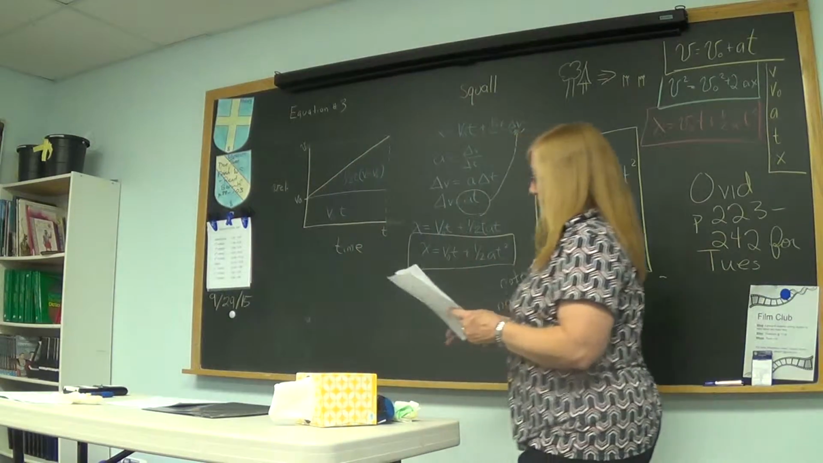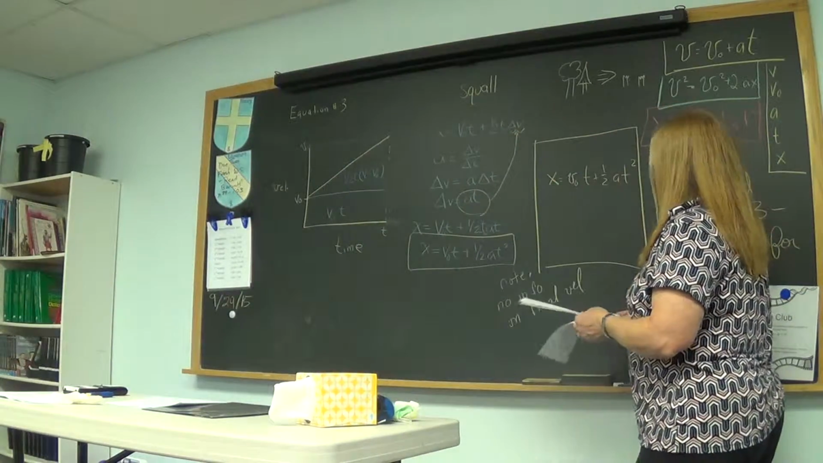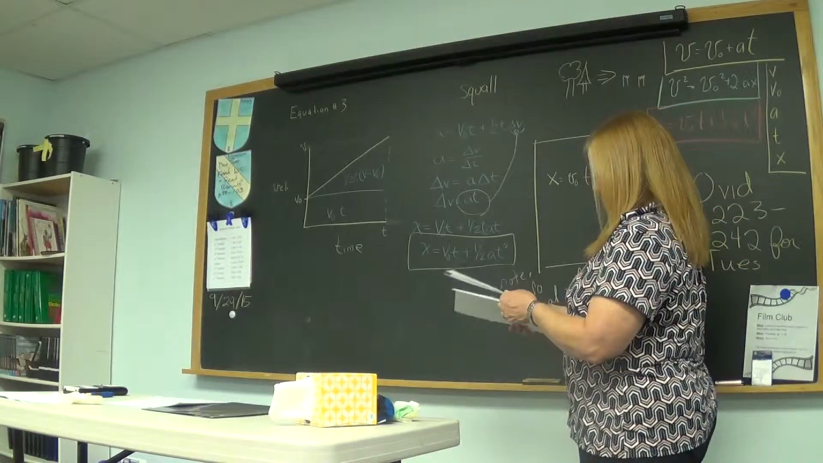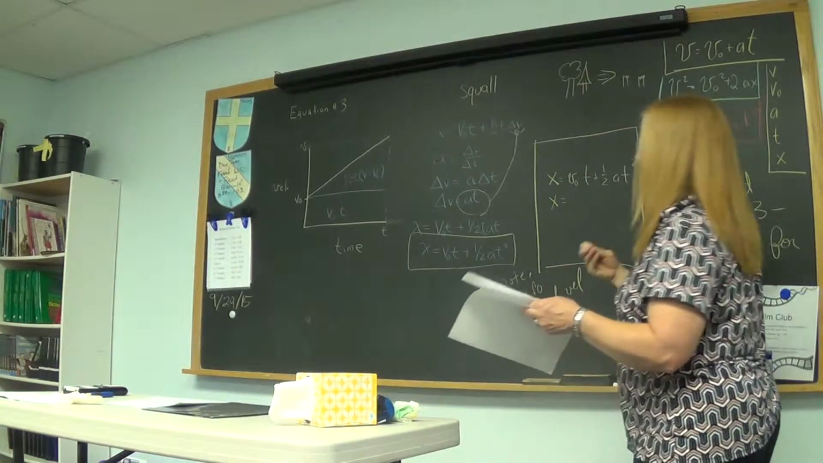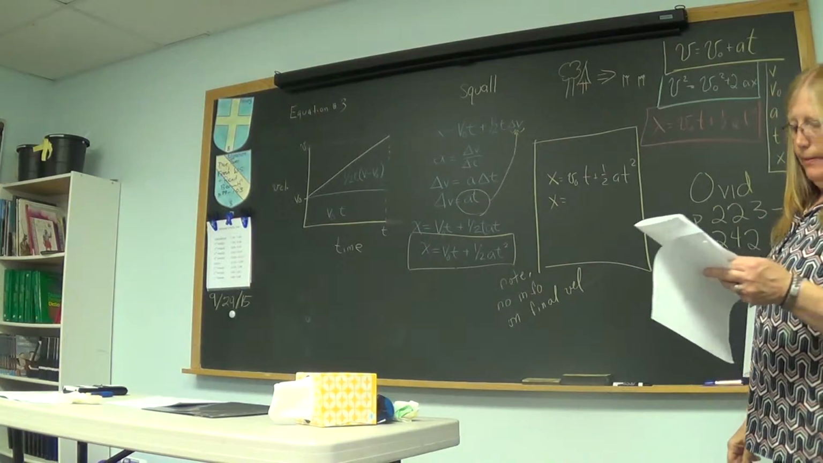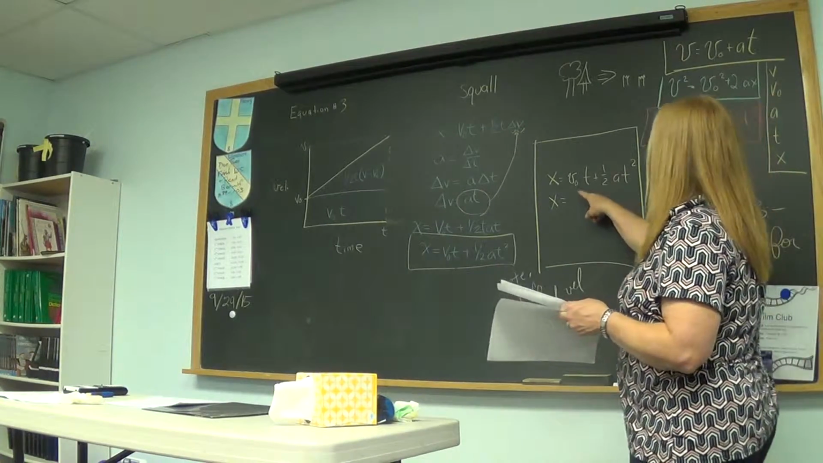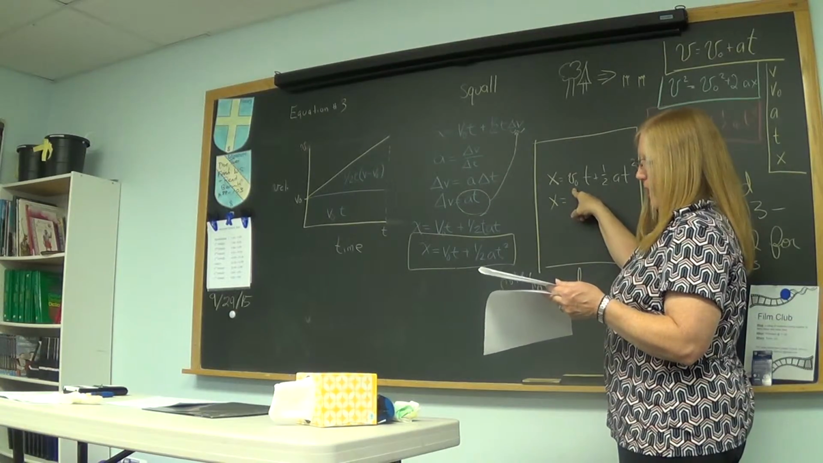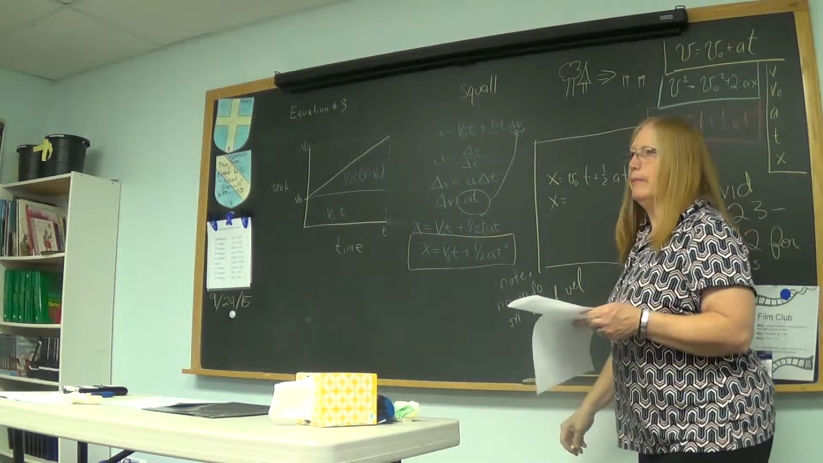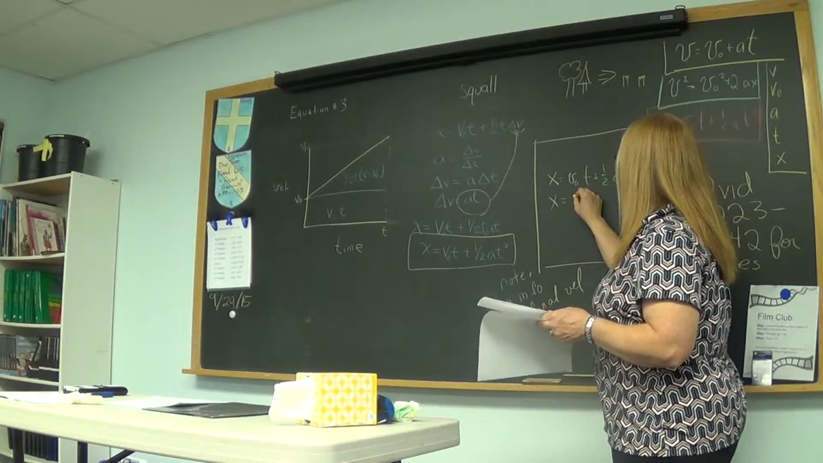So we don't know x. That's what we're looking for: at what point, how far down the runway. Do we know initial velocity? What's the jet doing at the beginning of the problem? Starting from rest. So the initial velocity is 0.